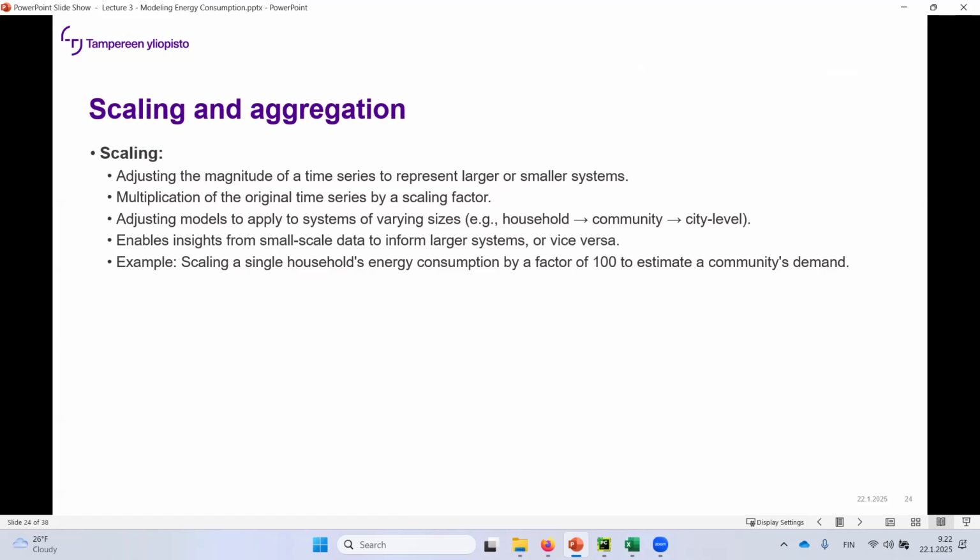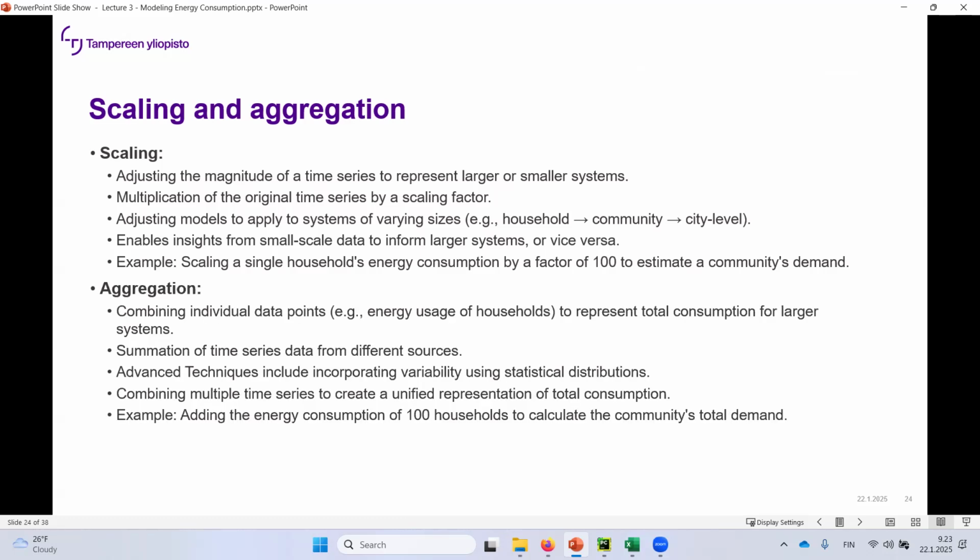So in their example, scaling a single household's energy consumption by a factor of 100 to estimate a community's demand, but it's just not feasible if, for example, the time resolution in the data is accurate. If it's really small, or high resolution rather, it's unfeasible to use it in a way that I'm just going to scale it up. You have to have some sort of a probability function in there.